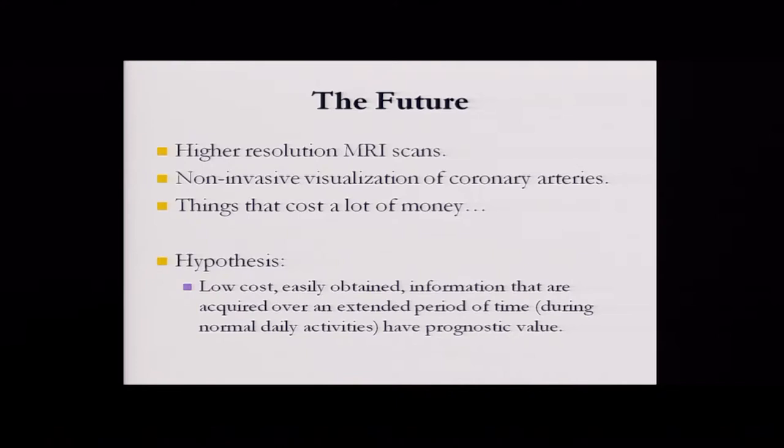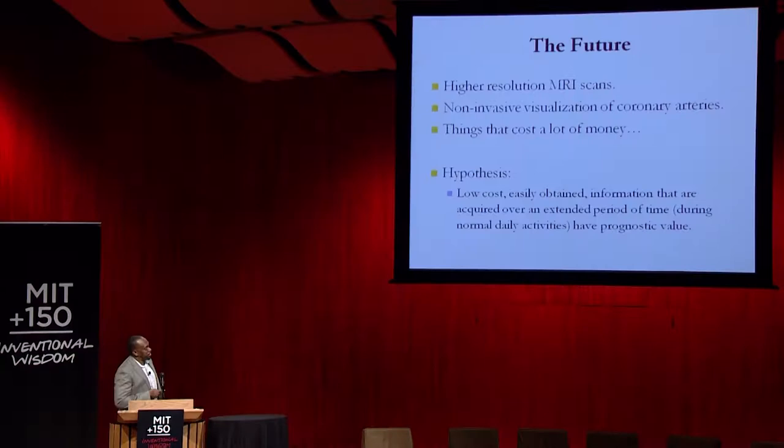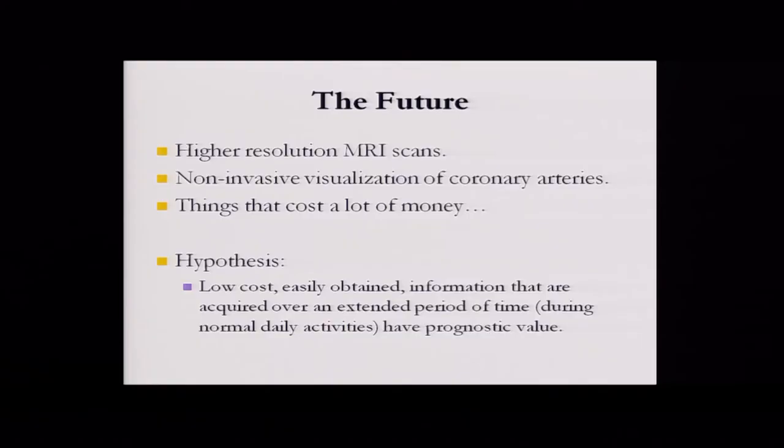So there's a lot of low-cost, easily obtained data, like the electrocardiogram, that can be acquired over an extended period of time that have prognostic value. When you go into your physician and you get an electrocardiogram or you get an MRI scan, it's called a point-of-care test. So you walk in, you may not be feeling well at that time, or your physician, for some reason or another, is concerned by something that you've told him or her, and he says, well, let's go get that test. And then you walk out, and you live your life as you do.